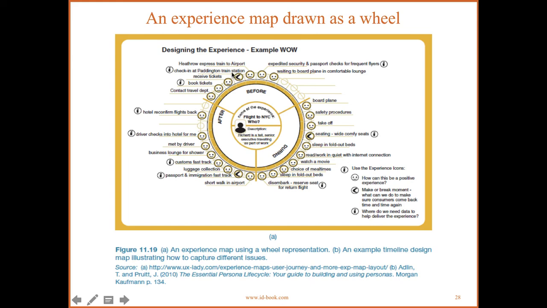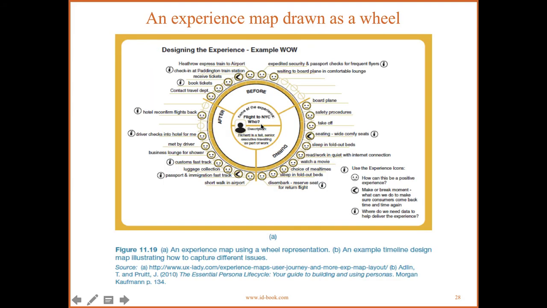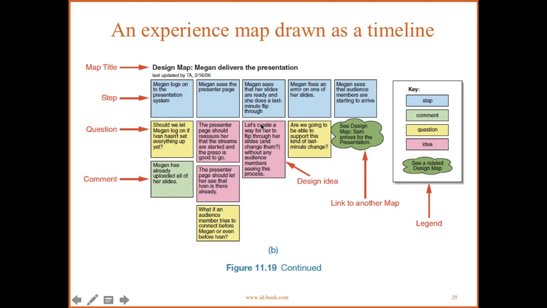WOW is about the logistics of the train to the airport, the Heathrow Express. You can see before, during, and after. So this is related to the travel experience with the express train to the airport. This is the representation using a wheel. And you can also use a timeline. There are a lot more examples that can be used. This slide shows an experience map drawn as a timeline.